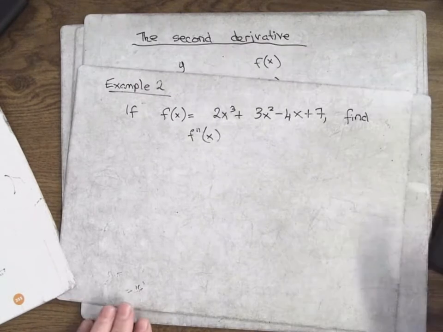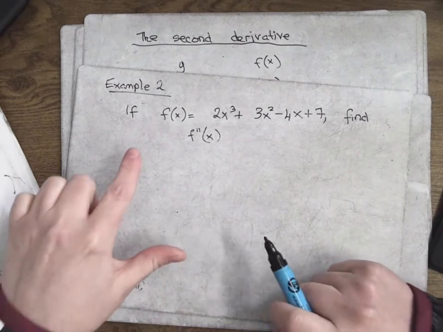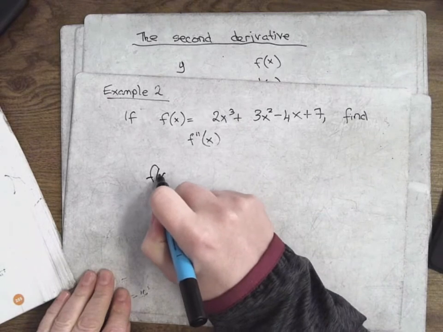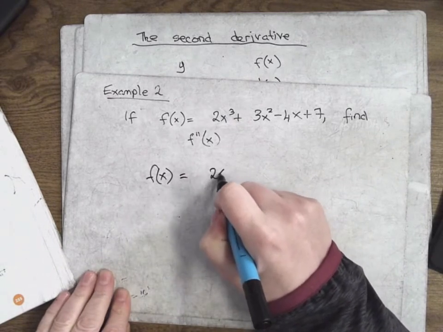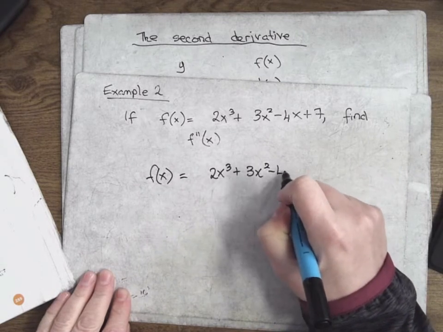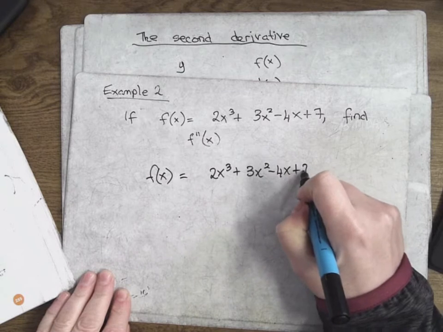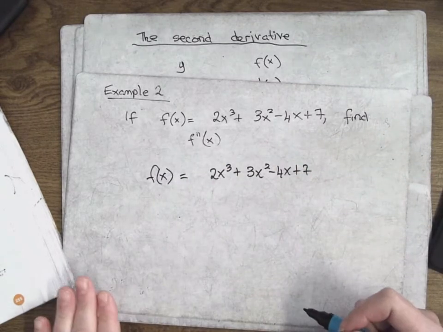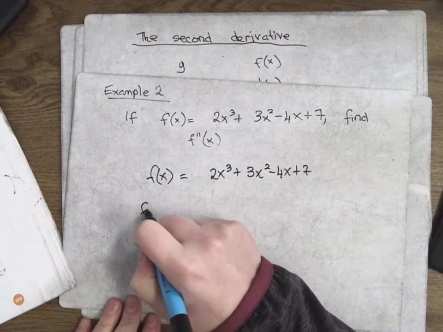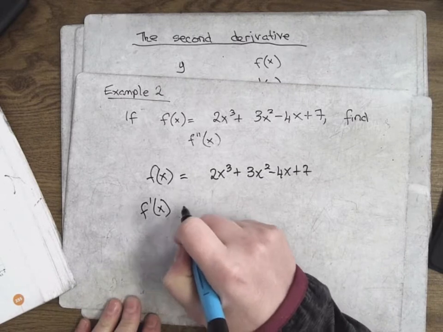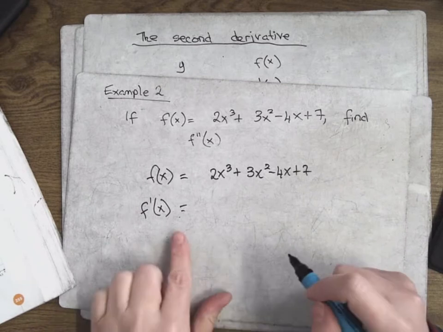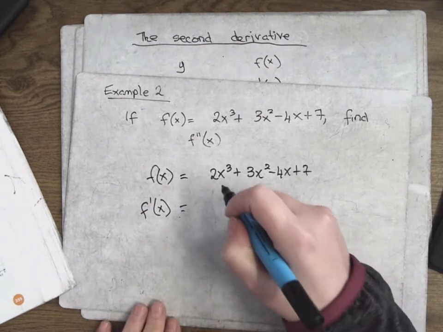Can I go? Right, example 2. This time, girls, they called it f of x. So it's the same thing. Instead of y, we say f of x. So it's 2x cubed plus 3x squared minus 4x plus 7. They say find f double dash of x. That just means differentiate and then differentiate again. If you differentiate it once, we call it f dash of x. If you want to call it dy dx, knock yourself out. What you call it is really irrelevant as long as you're able to do it.